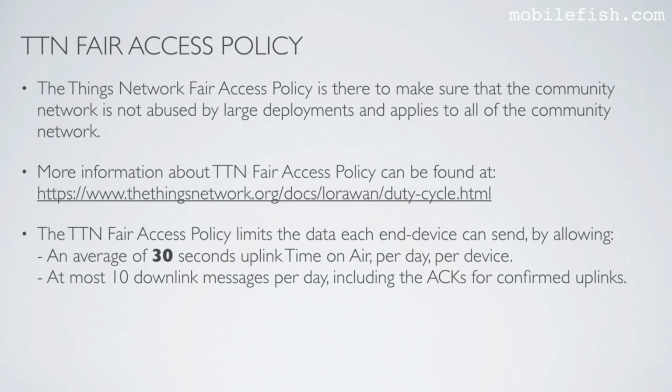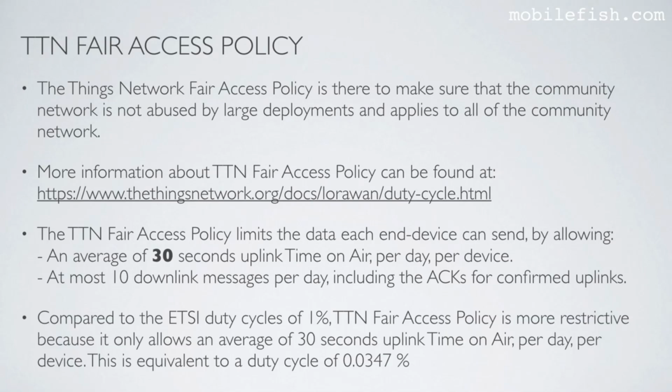The Things Network Fair Access Policy limits the data each end device can send by allowing an average of 30 seconds uplink time on air per day per device, and at most 10 downlink messages per day, including the acknowledgements for confirmed uplinks. Compared to the ETSI duty cycle of 1%, the Things Network Fair Access Policy is more restrictive because it only allows an average of 30 seconds uplink time on air per day per device. This is equivalent to a duty cycle of 0.0347%.